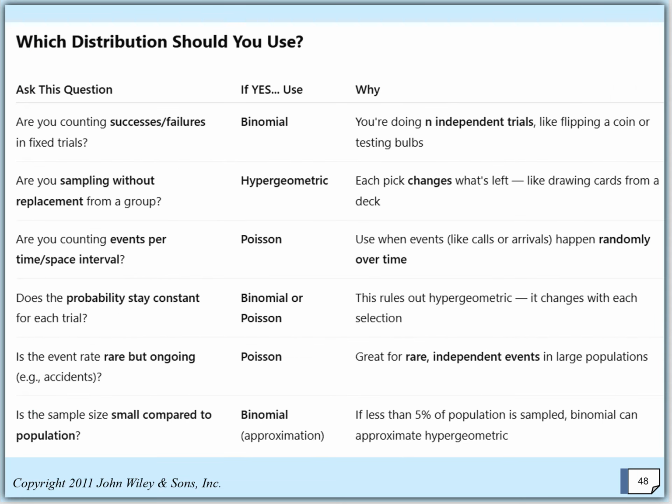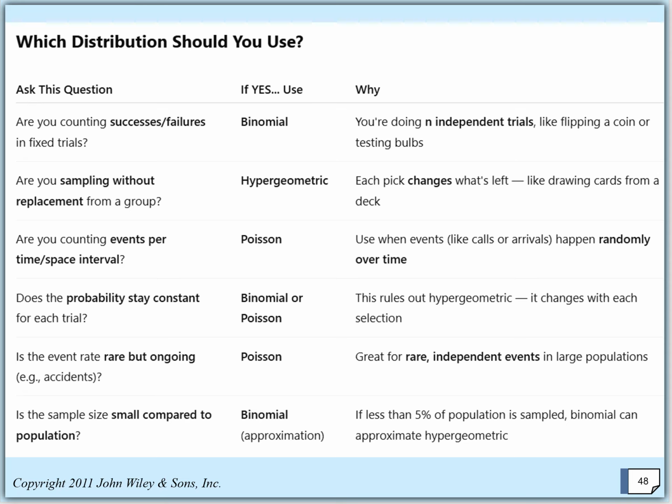Now, the question is, which distribution should you use? Binomial, hypergeometric, or Poisson? So ask yourself the questions. Are you counting successes and failures in fixed trials? Binomial is your answer. Are you sampling without replacement? Hypergeometric is your answer. Are you counting events per time or space interval? Always Poisson. If we don't know the number of trials, Poisson.